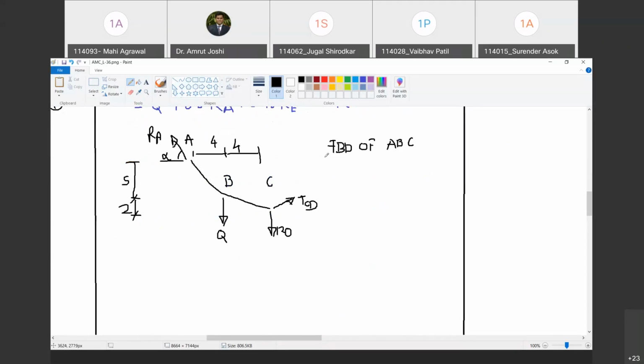And now what are we going to do? We are going to take moment about C equal to 0. Summation of moments of all the forces about C equal to 0. That gives me what? Tell me. RA sine alpha, that is sine 36.86. Happy?